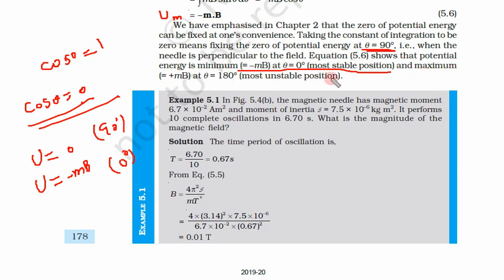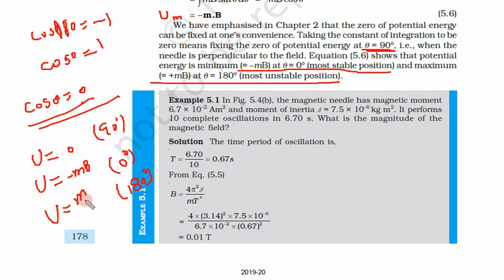And when potential energy is maximum, theta is equal to 180 degree. At 180 degree, cos 180 degree is equal to minus 1. When we put cos theta equal to minus 1, what do we get? Plus mB. So U is equal to plus mB. So this is at theta 180 degree, and this is the most unstable position.